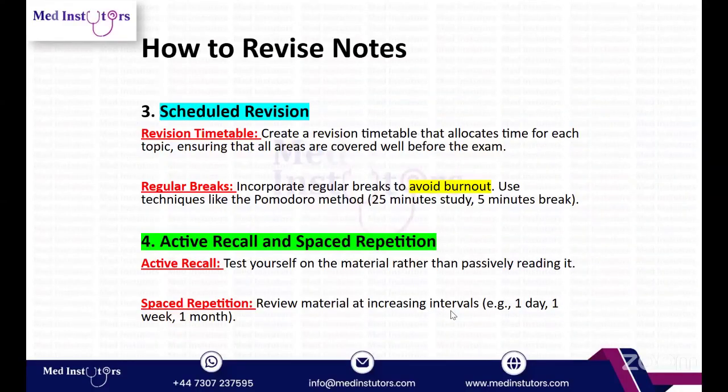For example, if I take anatomy, it is very volatile. Endocrinology, again, it is very volatile. So for example, if you have studied anatomy on the 1st of January, then try to revise that at an interval of 1 week or maybe 10 days, so that you can retain that.